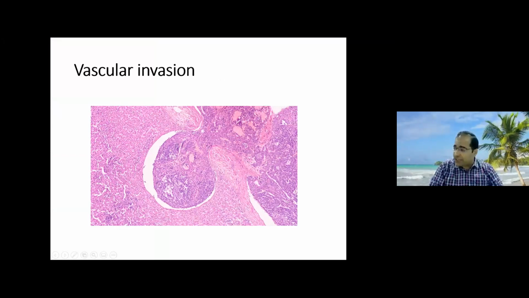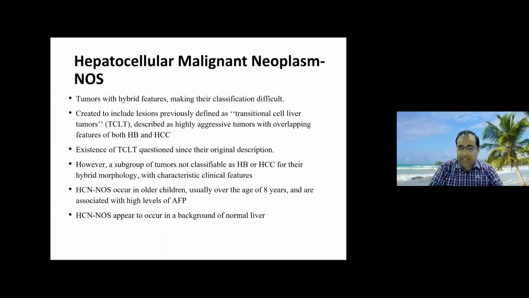Prognostically, vascular invasion is also one of the important factors which we need to comment on in resection as well as explant specimens. In this hepatoblastoma, this was a mixture of fetal and embryonal hepatoblastoma. You can see it invading a portal vein. You can see the tumor embolus, and it's a sign of poor prognosis, and they can metastasize.